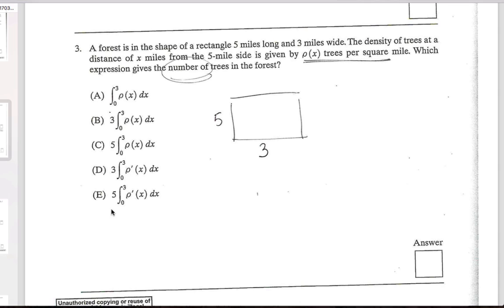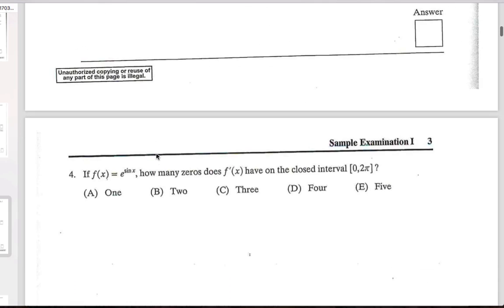So that automatically eliminates d and e, right? Because there would be no reason to take the derivative. We simply want to go from a rate to an amount, so all we do is take an antiderivative. Now, this is 3 by 5, right? So if we add up, all of these are adding up from 0 to 3. So if we're adding up all these slices from 0 to 3, we should be multiplying it by the height, which is 5. So our answer would be C. So that's just how I do that problem. And what else do I want to go over?